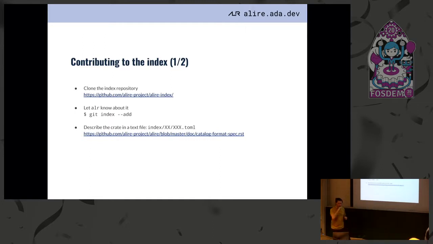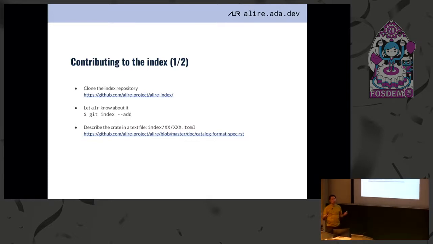Okay, thank you, Fabien. So yes, we have this great project, and now we want to make it available to the outer world. There are several steps to do it. I won't do it here because I'm offline, but the steps are to first clone the Git repository that contains the catalog of every Ada project registered in Alire. Then you make Alire aware of this index that you have cloned.